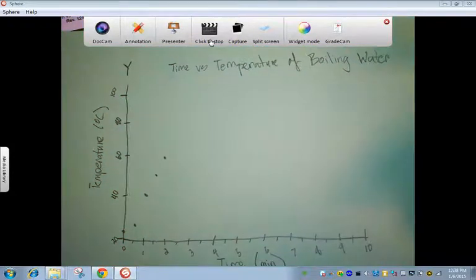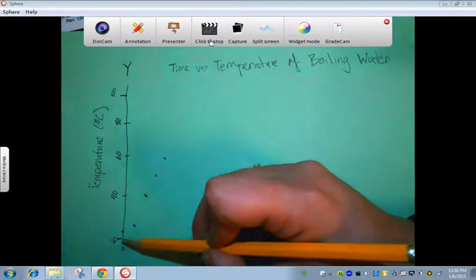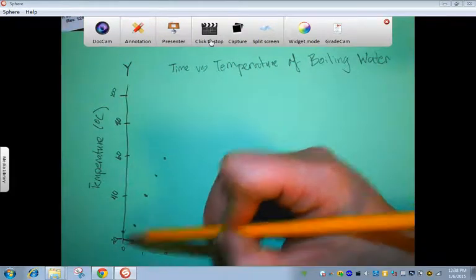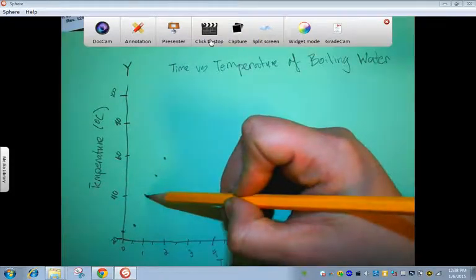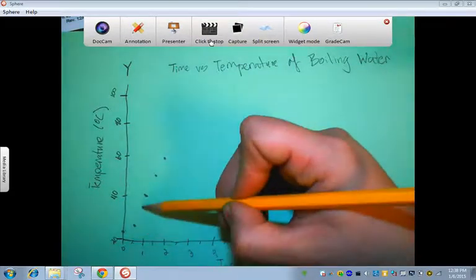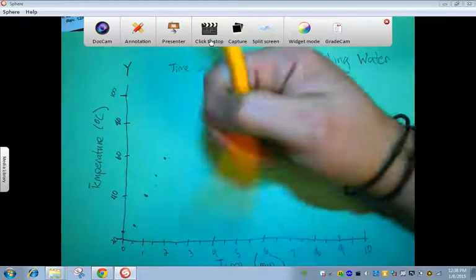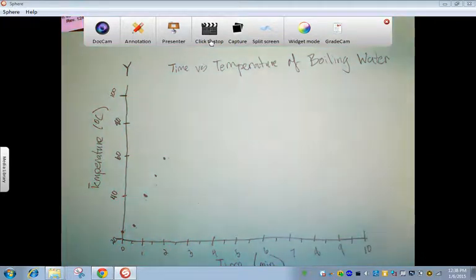So when I'm putting my data, it's better to actually use graph paper, but we didn't use graph paper today. You simply say at 0, I was at 24. At 30 seconds, I was at 29. At 1 minute, I was at 40. And so that's how you find where your dots will go. It's how many minutes was it, and what temperature was it. So you guys go ahead now and make your own and finish up your own graphs.